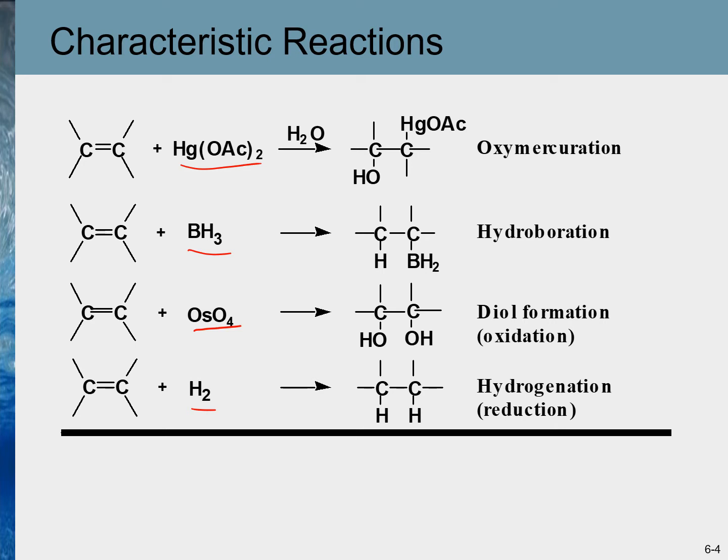As you can see in oxymercuration, one side gets added with the OH group and the other side gets added with the mercury acetate, and so on. So although these reactions will be covered under the oxidation and reduction sections when we study their mechanisms in detail, formally they are still known as addition reactions.